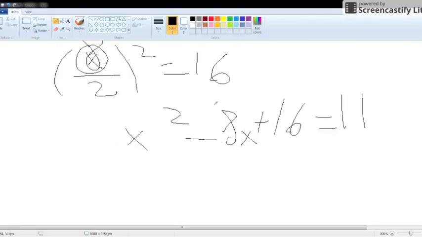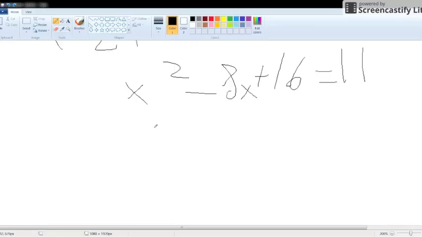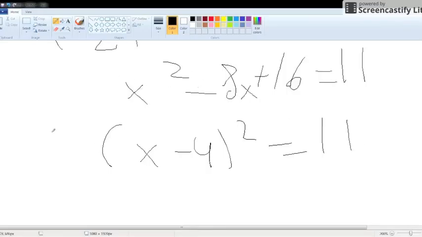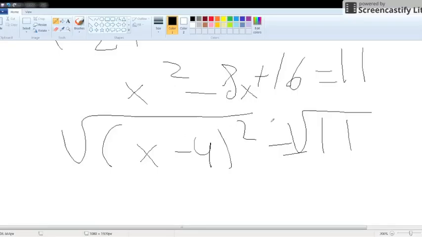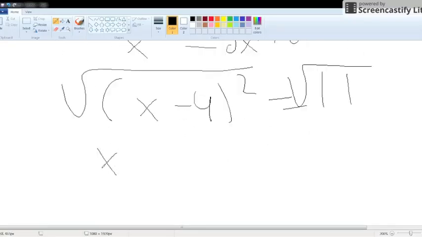Now this is a perfect square. This is not a perfect square, but this is a perfect square. Now this allows you to turn this into x minus 4 squared equals 11. Because we want to find out what x equals, now we square root this side. We square root this side because you have to do whatever you do to one side to the other side. And this gives you x minus 4 equals the square root of 11.